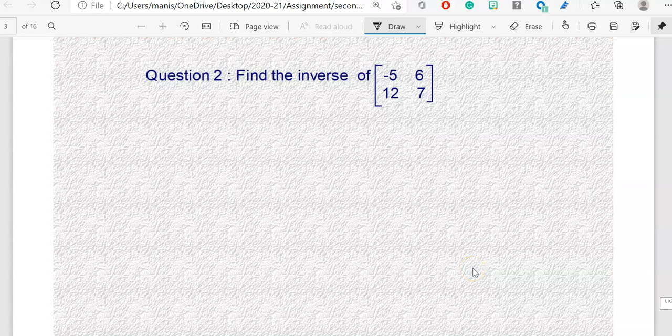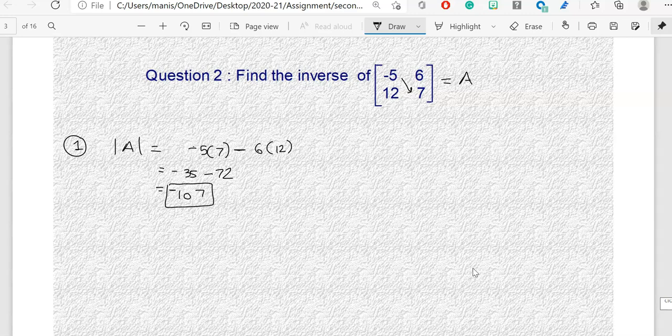Okay, question number 2 says find the inverse of matrix, this one. So I will assume over here this matrix is A. So now step number 1 says, find the determinant. How do I find determinant? Okay, you all know this concept. Negative 5 times 7 and put the minus sign on your own, 12 times 6. So let me rewrite it over here. This will give you negative 35 and this will give you 72. And your answer will be negative 107. This is your value of determinant.